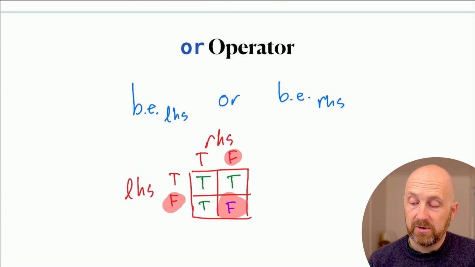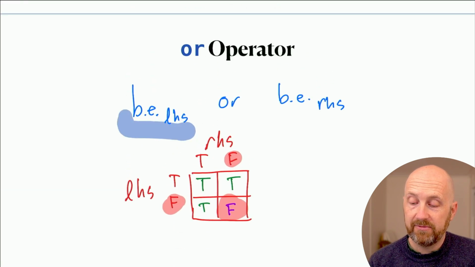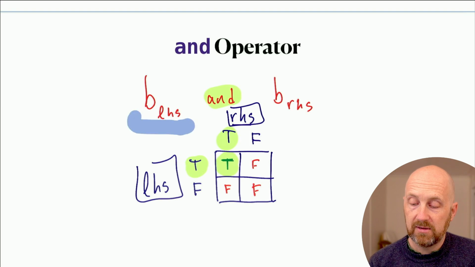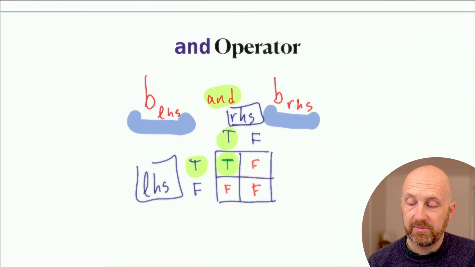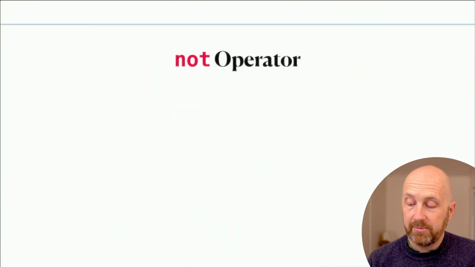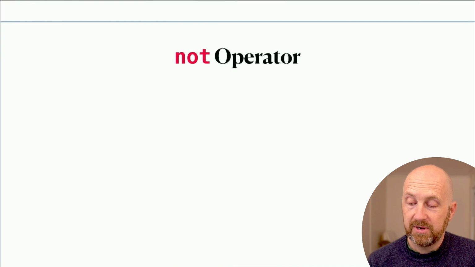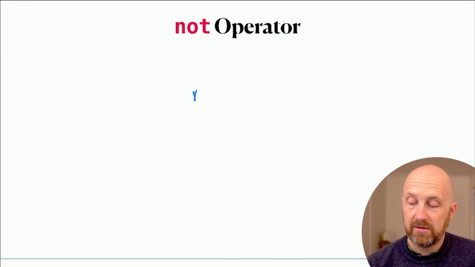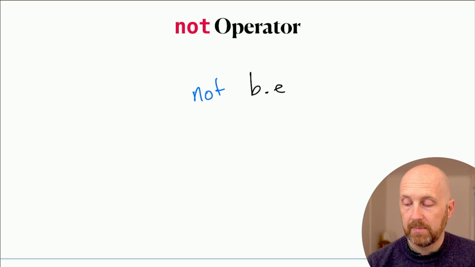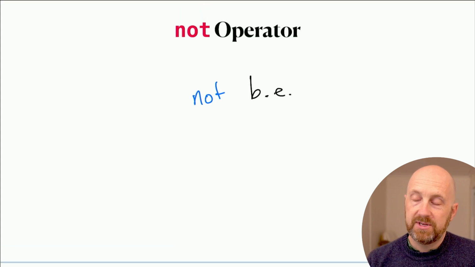So these are all what we call binary operators because they have two sides to them. Same with the and operator. So these are binary operators. But the not operator is actually what we call a unary operator because it is not followed by some Boolean expression. Right? And this is pretty straightforward.